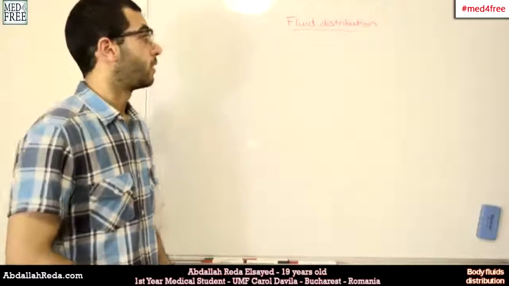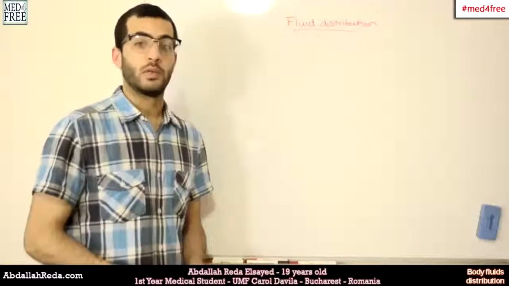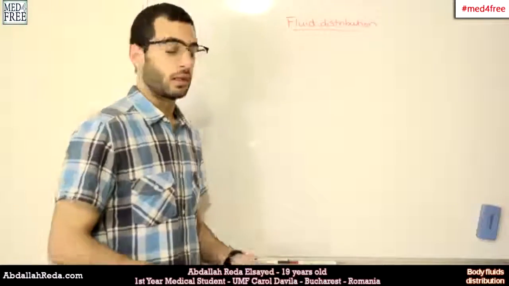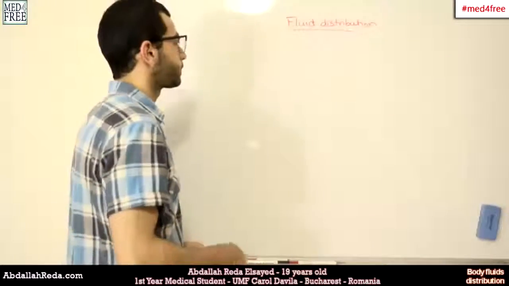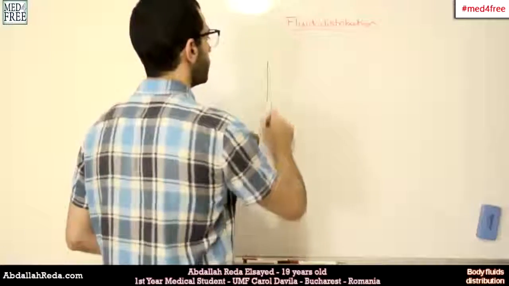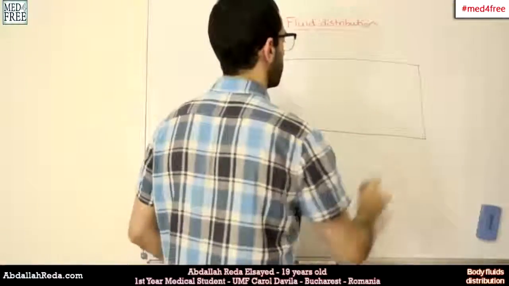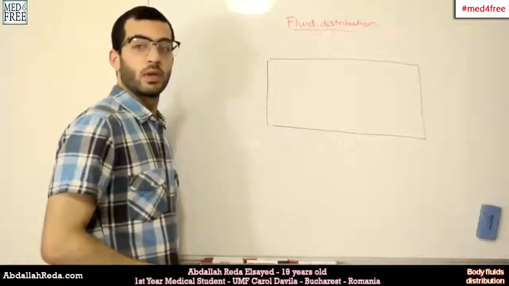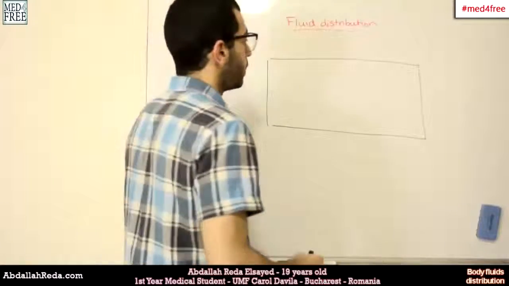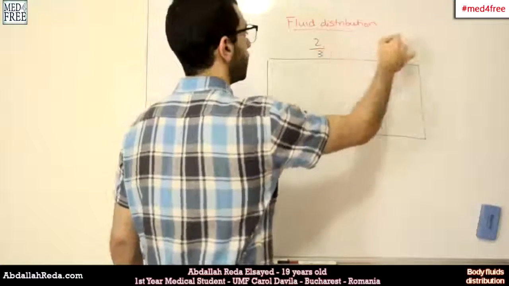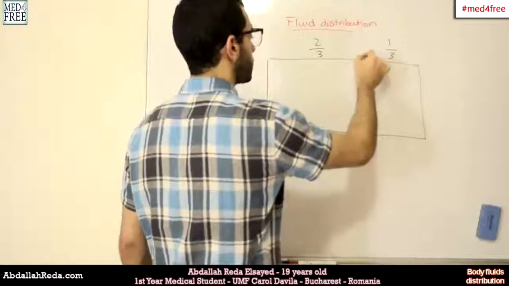Today we'll be talking about the fluids distribution inside the human body. And the fluids inside the human body can be classified into two groups. So if this represents the whole fluids of the human body, we can divide it into 2/3 and 1/3, like this.